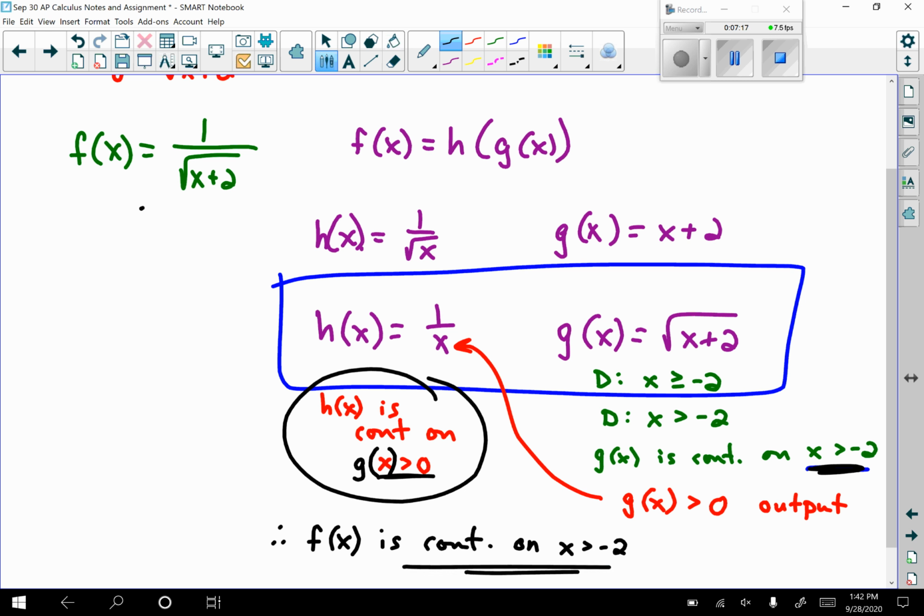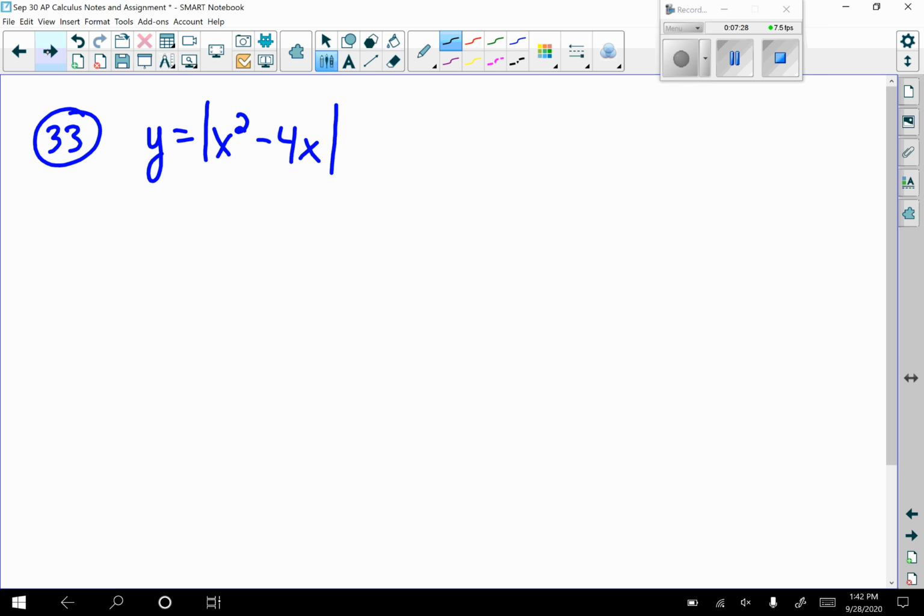Now, granted, we could just go back up to this and determine the domain and say that it's continuous everywhere on that domain, which turns out to be all x values greater than -2 as well. 33 is the same. I'm going to leave this one be for right now, and if you guys have more questions, because I modeled number 31 there, you can try 33, and then let me know if you have questions.